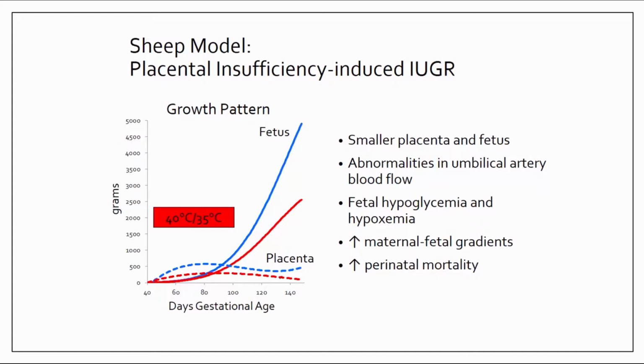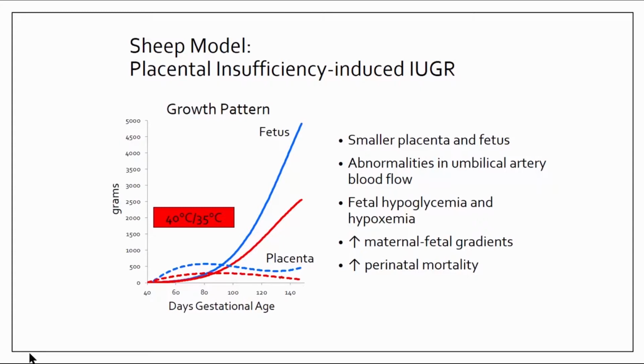Again, we have a smaller placenta, smaller fetus, abnormal umbilical artery blood flows. The fetus is hypoglycemic and hypoxic, and this is not impacting the maternal milieu. So she still has normal glucose and oxygen levels. They're just unable to get to the fetus, which increases the gradient and is actually probably a sparing mechanism to increase transport. The other thing to consider is the perinatal mortality, which is increased in these fetuses.